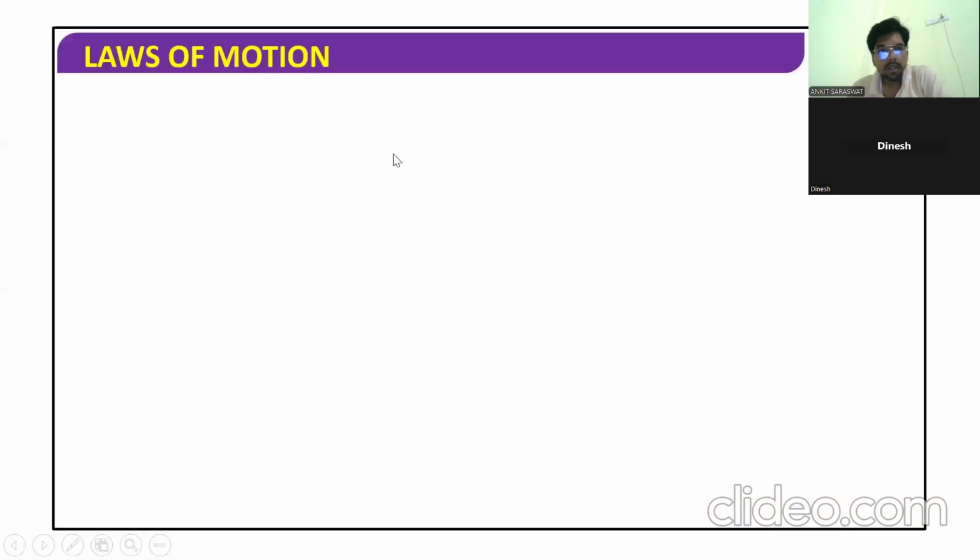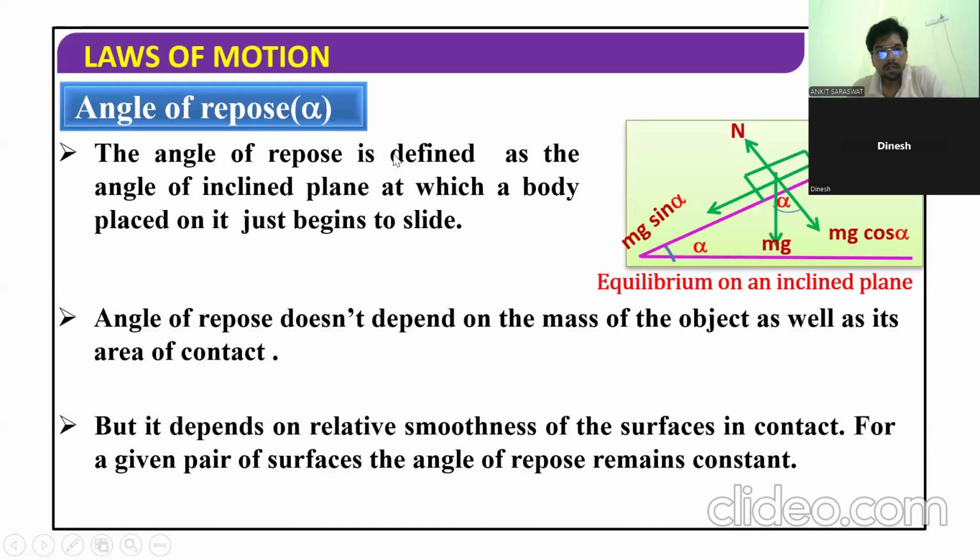Stop. Clear? Okay. So angle of repose is defined as the angle of the inclined plane at which a body placed on it just begins to slide. Angle of repose does not depend on the mass of the object or its area of contact. It's very, very important. They can ask, does angle of repose depend on the mass and area of contact? No. This is the concept, okay?